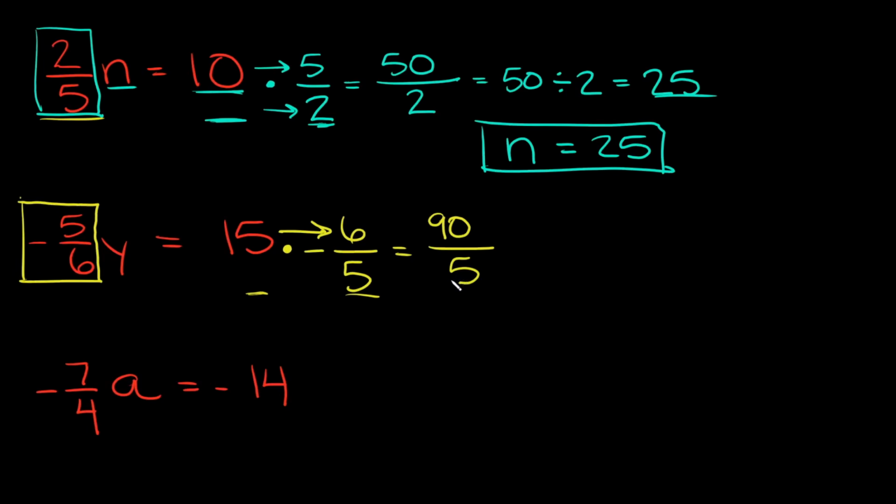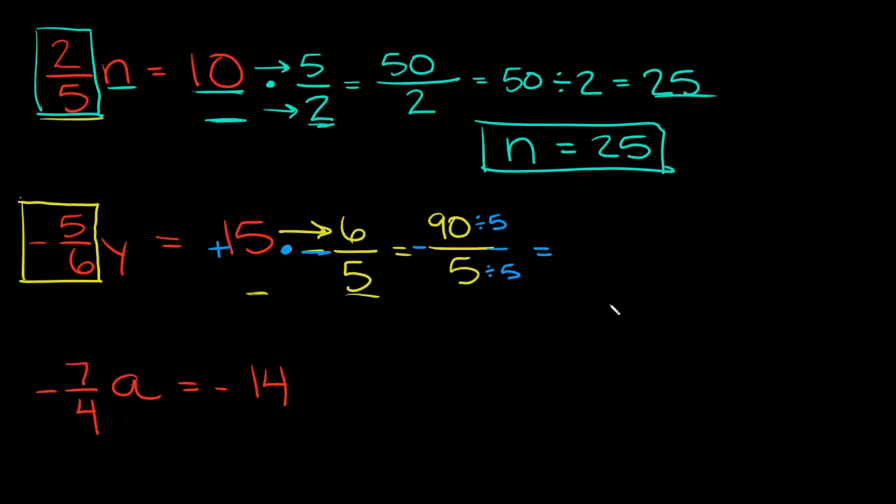But is our answer positive or negative? Well, a positive number times a negative number is a negative number. So here we actually have negative 90 over 5. Can we simplify this any more? Well, actually we can, because the top and the bottom are both divisible by 5.